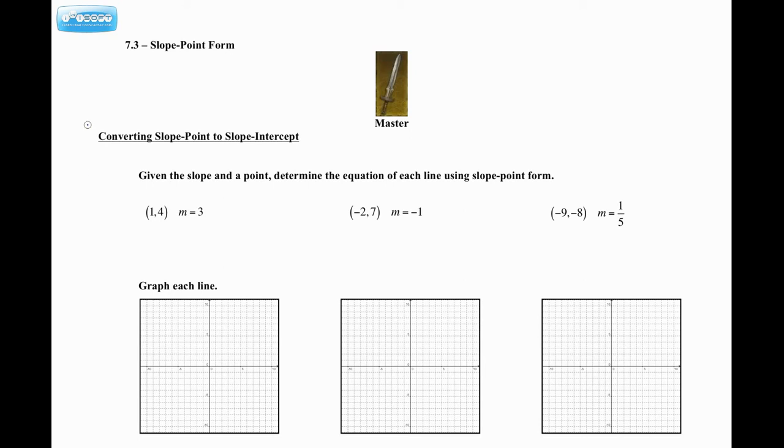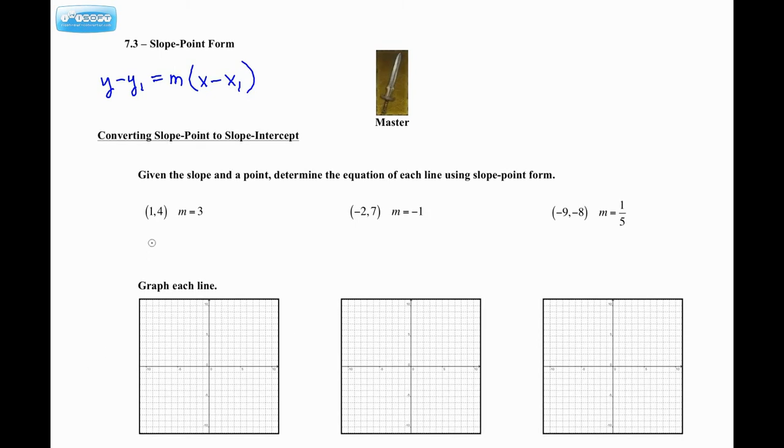So remember, the formula for slope point form is y minus your y value is equal to your slope times x minus the x value, right? So let's try it for the first one. Okay, so we'll use this formula here. So my y value is 4, my x value is 1. So I get y minus 4 is equal to 3, and this is x minus 1.